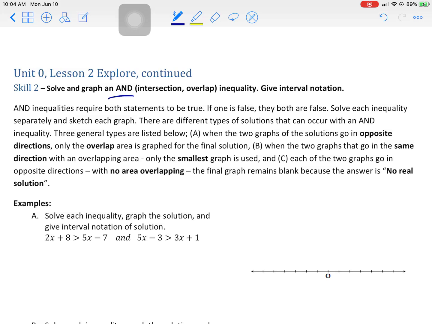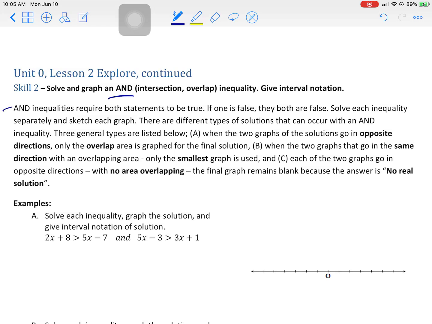And inequalities require that both statements be true. If one is false, then the other is false. Solve inequalities separately and sketch on the graph. There are different types that can occur with an and. Three general types are listed below.